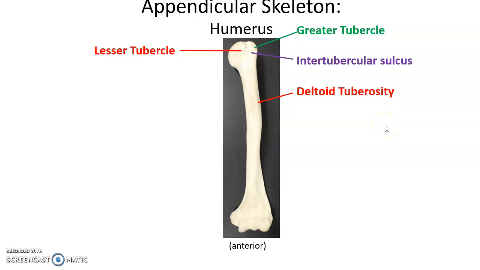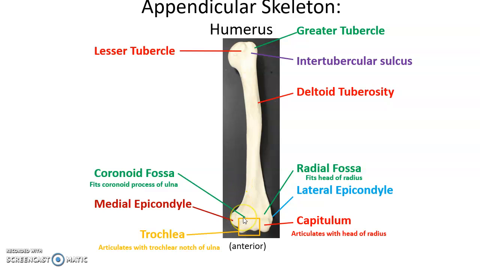Moving on to the humerus in the arm. The humerus includes the rough patch known as the greater tubercle that sticks out laterally, and the lesser tubercle, another rough patch that sticks out anteriorly. Between them is a groove known as the intertubercular sulcus. So: greater tubercle, intertubercular sulcus, lesser tubercle. You go down a little less than halfway along the shaft of the humerus. There's a rough area known as the deltoid tuberosity, where the deltoid muscle inserts.